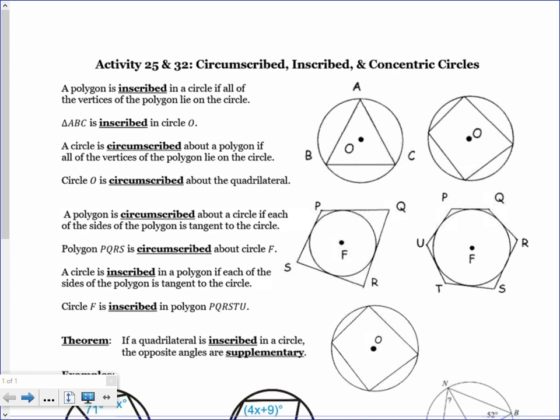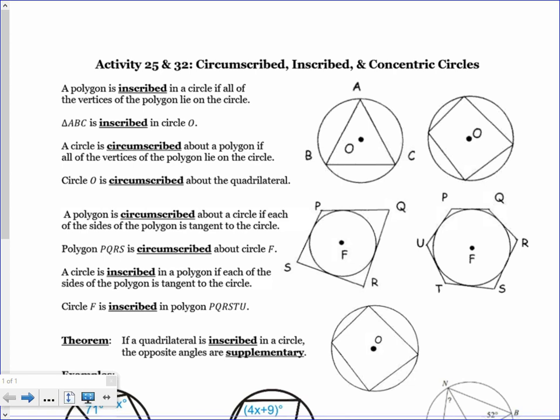Right, so today we're going to look at some concepts from activity 25 and 32. We're going to look at circumscribed circles, inscribed circles, and concentric circles. So starting off with circumscribed and inscribed. If you have a polygon that is inscribed in a circle, then all of the vertices of that polygon are going to lie on the circle.